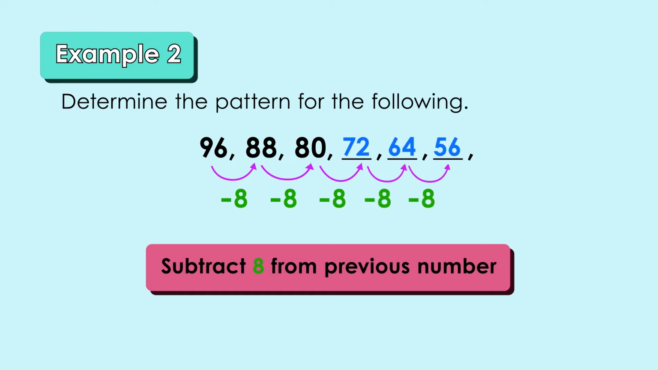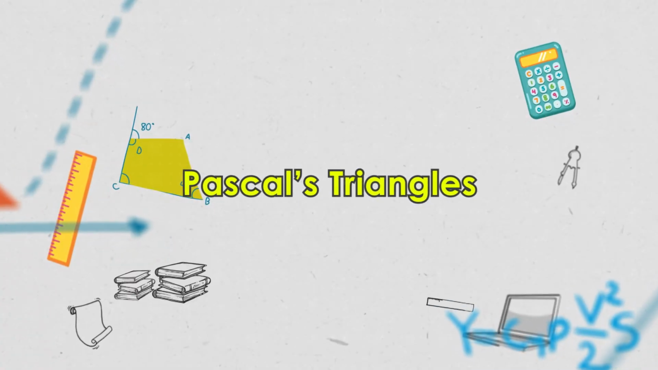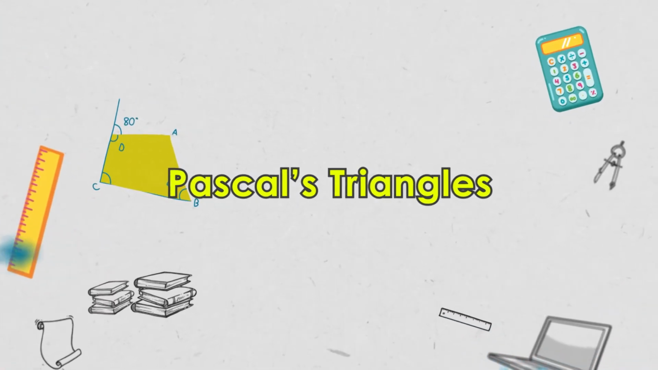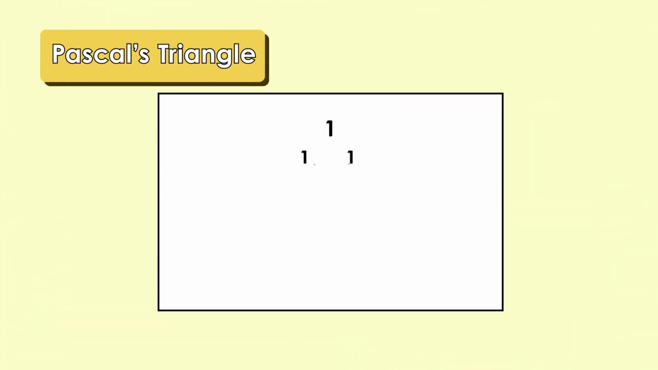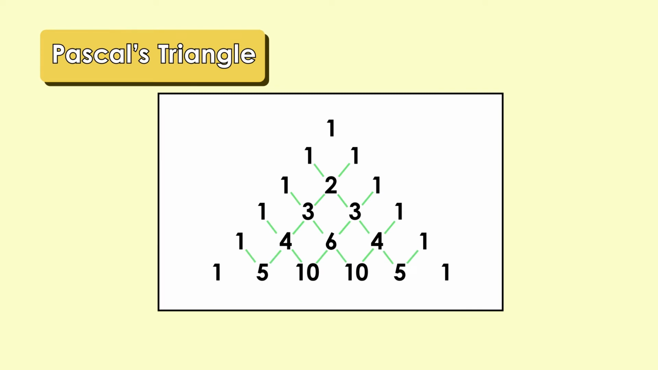Boys and girls, let us now look at Pascal's triangle. From the triangle, various number series and certain patterns can be observed. Can you list down a few? The diagram shows a Pascal's triangle. Based on the triangle, the numbers in the row can be determined by adding the numbers in the previous row.